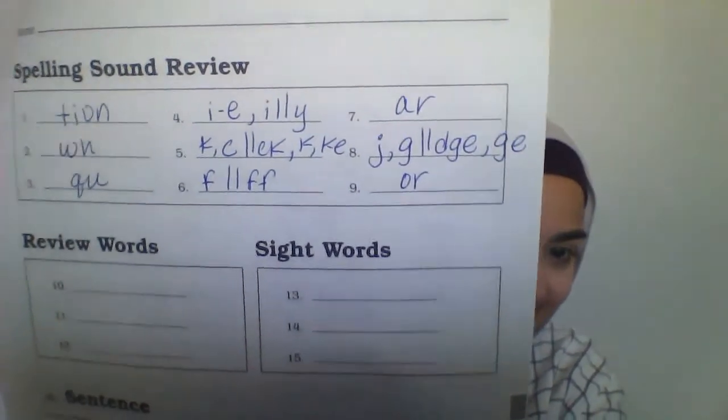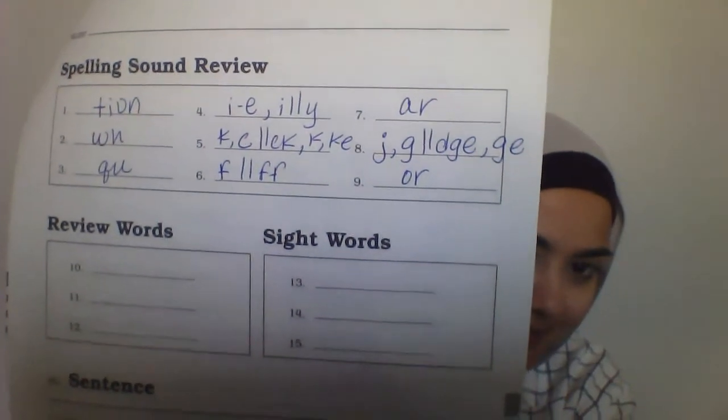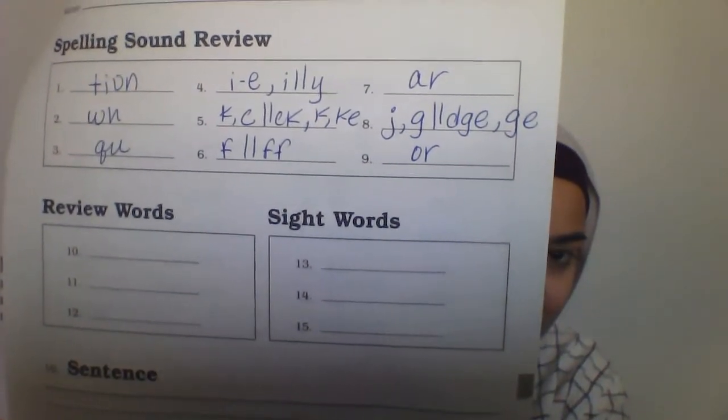So your paper should look like this. If you need time to write this down, go ahead and pause the video now. Okay, moving on. Let's practice spelling some words. Find the box labeled Review Words. Put your finger next to number 10, and I want you to spell the word point. It is not polite to point. Point is spelled P-O-I-N-T.